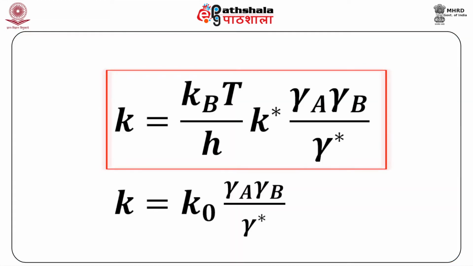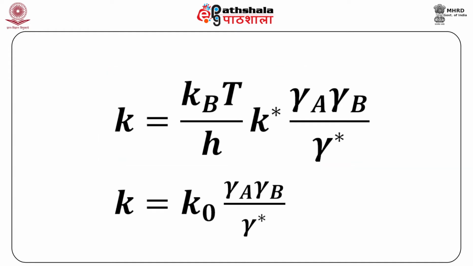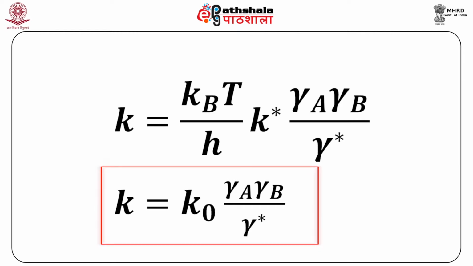Now, if we compare this equation, that is rate is equal to K into concentration A into concentration B, with the rate equation that we have obtained from transition state theory, that is kBT upon h into K star into concentration A into concentration B into gamma A into gamma B upon gamma star, we obtain the expression for K as kBT upon h into K star into gamma A into gamma B upon gamma star. This further reduces to K is equal to K naught gamma A into gamma B upon gamma star.